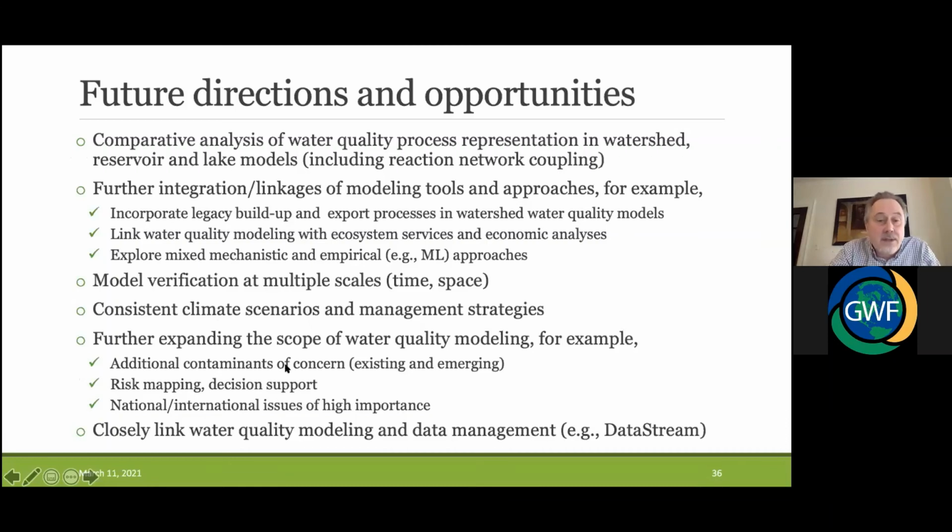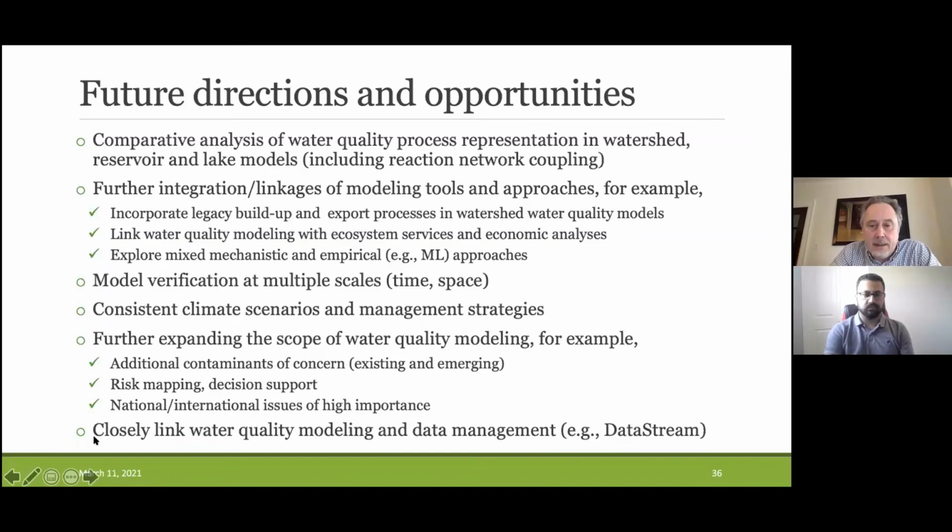Now, of course, given the size of the water quality modeling group, we have to be strategic. We can't do everything. So I think we really need to start thinking about how to highlight the importance of this work, also to look at issues that are clearly of large or broad interest. And then more closely link also water quality modeling and data management. For instance, we're working now with DataStream to see how we can better manage and curate and use water quality data.